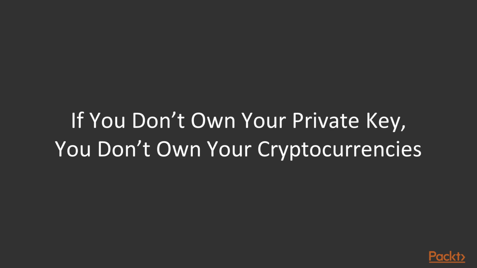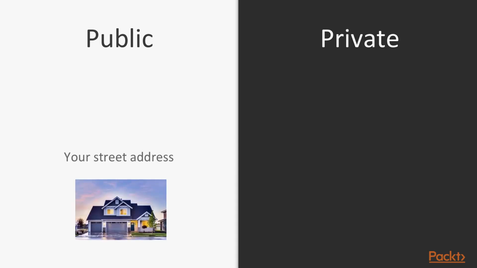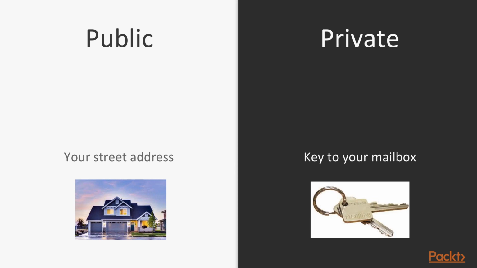Each wallet has a private and public key. Think of the public key as the street address to your house and the private key as the key that can unlock the mailbox. Anyone can send something to your mailbox using your public key, but only someone with the private key can unlock the mailbox.